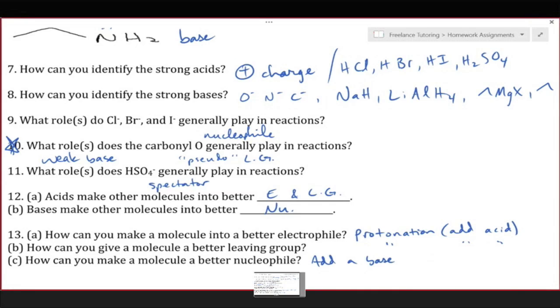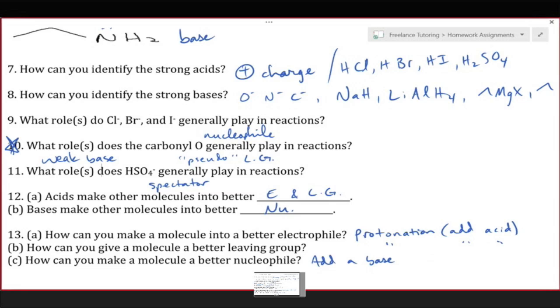Acids make other molecules into better electrophiles and leaving groups. Perfect. That's exactly what I was thinking. They do that by giving the other molecule what type of charge? Positive. Yeah, the most important factor in organic chemistry is the charges. Acids make other things positive, which make them better electrophiles or leaving groups. So how do bases make other molecules into better nucleophiles? What type of charge do they give them? Negative. Good. So your answers were correct there for number 12. That's what I was going for.